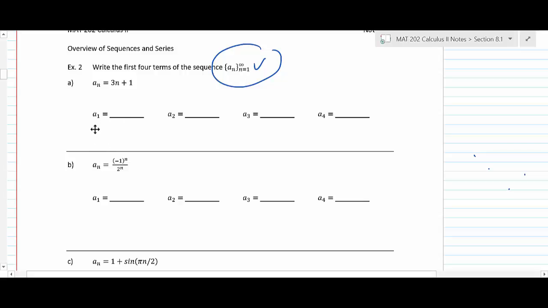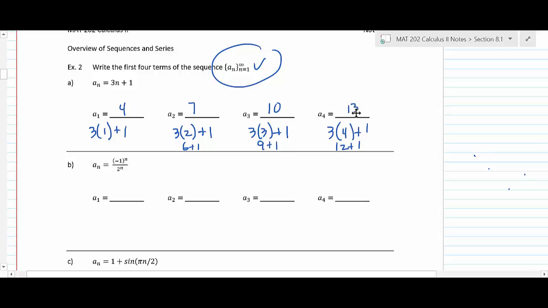So when you do a1, and this is an explicit formula, you're just going to do 3 times 1 plus 1. Then you're going to go on to 2 and do 3 times 2 plus 1, and so forth. 3 times 3 plus 1. 3 times 4 plus 1, and so forth like that. So that's how you generate your terms. You can do the arithmetic in your head. That's 4. This is 6 plus 1, so that's 7. This is 9 plus 1, so that's 10. And that's 12 plus 1, so that's 13.